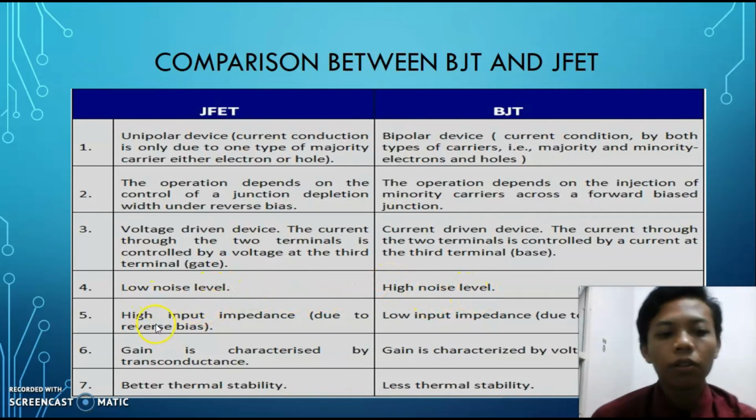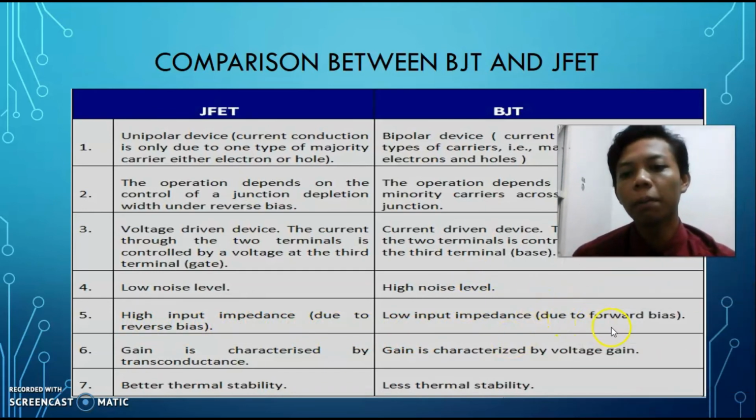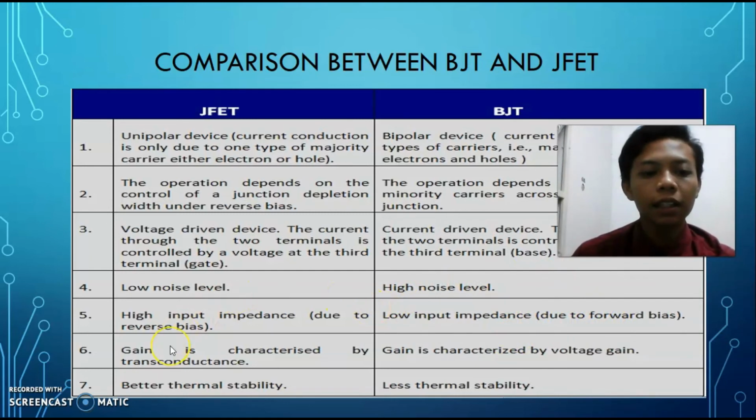Fifth, the JFET has high input impedance due to reverse bias, and the BJT has low input impedance due to forward bias. Next, sixth, for the JFET, gain is characterized by transconductance, and for the BJT, gain is characterized by voltage gain. And seventh, the JFET has better thermal stability, and the BJT has less thermal stability.